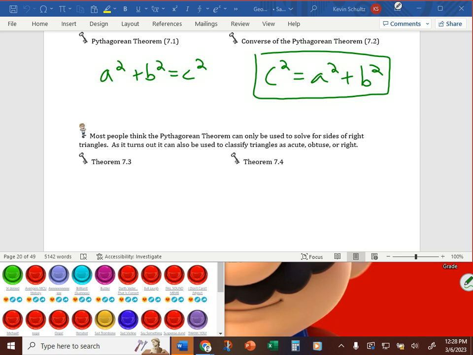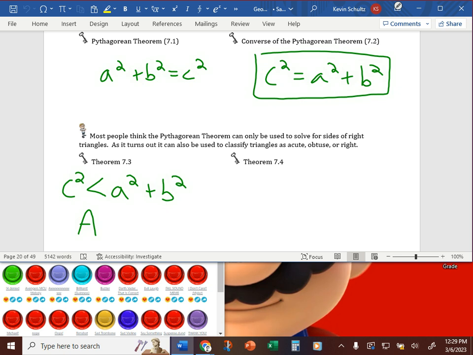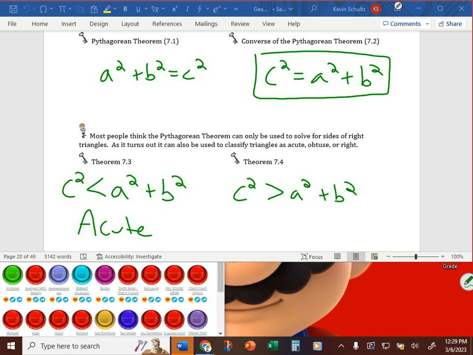How do you tell? Well, we can use the Pythagorean theorem, or the converse of it, and its related theorems to help us. Because if C squared is less than A squared plus B squared, what type of triangle are we talking about here? Acute, right? Because an acute angle is less than 90 degrees. And the other option: if C squared is greater than A squared plus B squared, what type of triangle do we have? Obtuse.